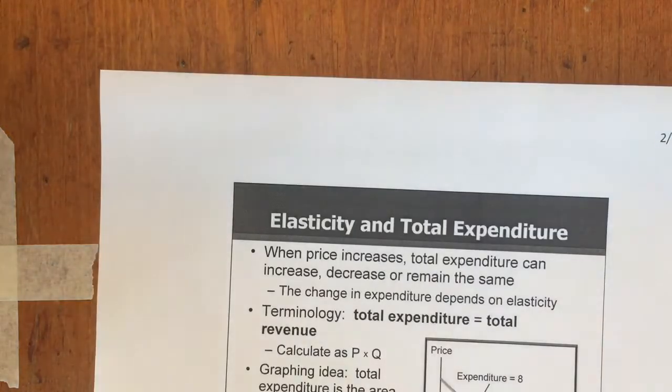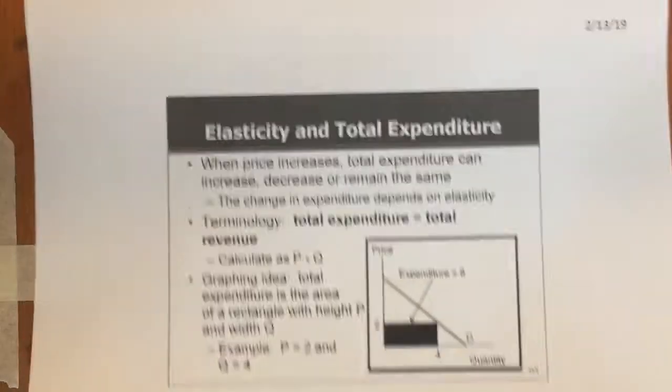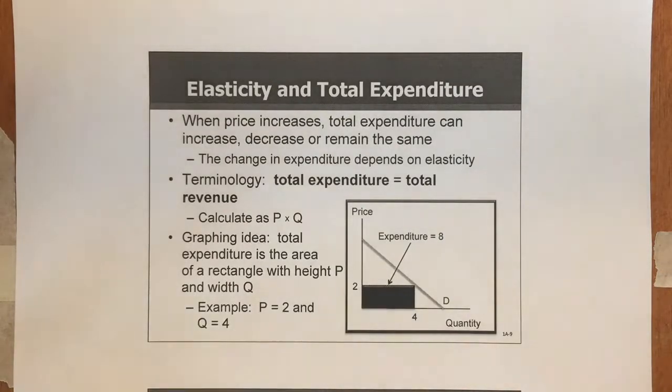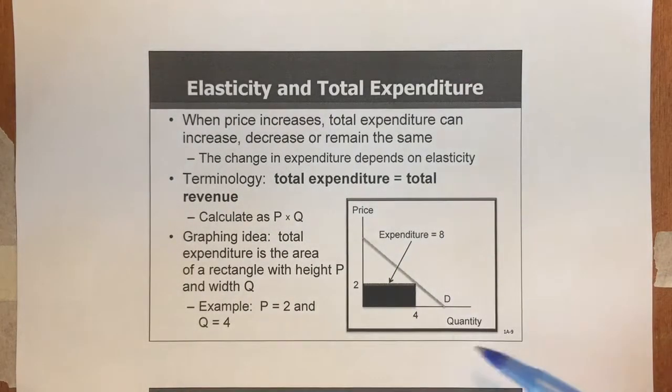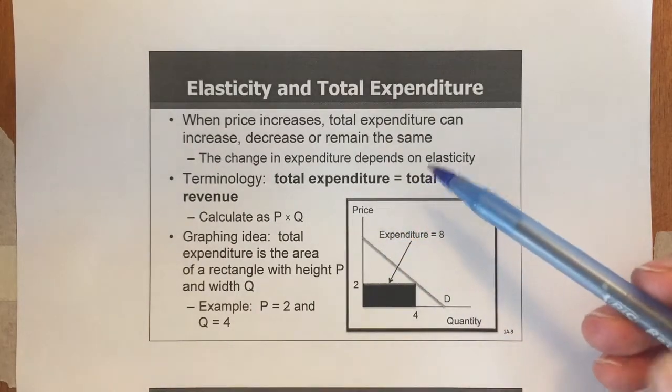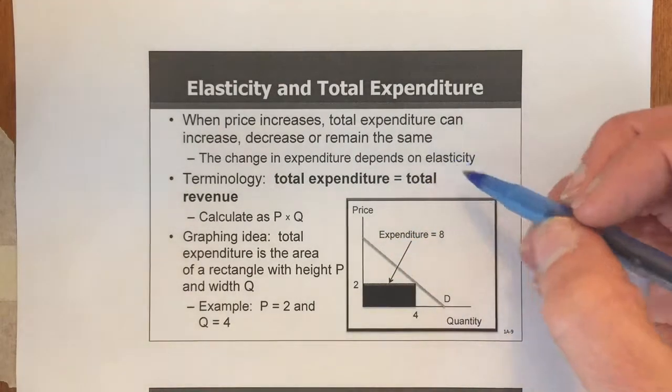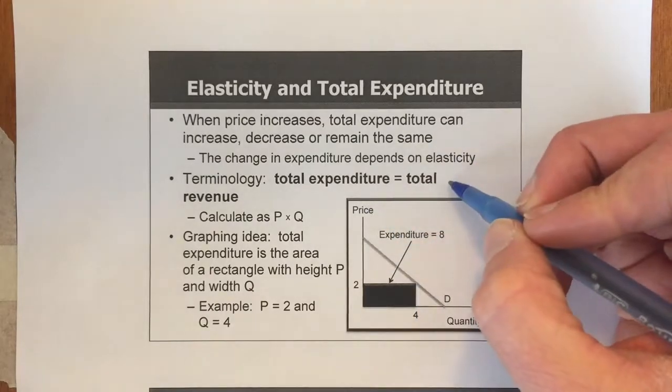Okay, so now let's talk about how total expenditure is going to be affected by price elasticity of demand. Because we're talking about the demand side of this equation, we're talking about total expenditure. If we were talking about the supply side, it would be total revenue.